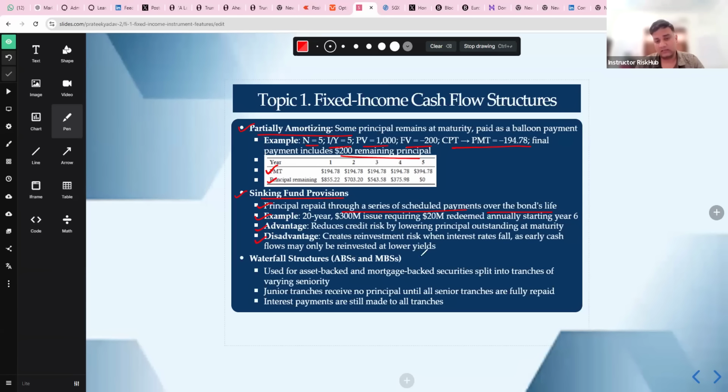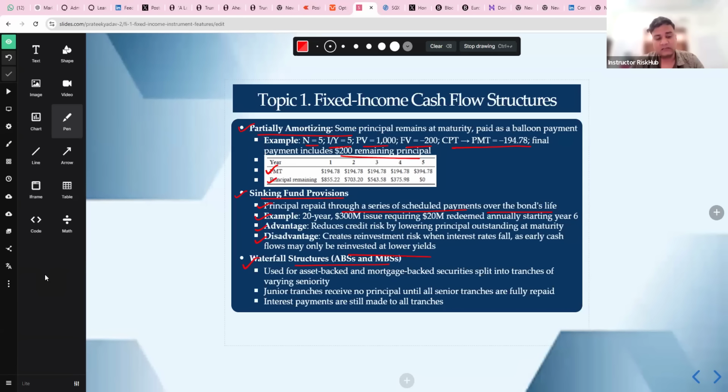So this is what happens. Then we have waterfall structure, which is there in asset-backed securities and mortgage-backed securities. Cash flows are divided across tranches. Senior tranche gets paid first. Junior tranche gets paid later. Junior tranche absorbs more risk. The key point is interest may be paid to many tranches, but principal repayment follows priority.